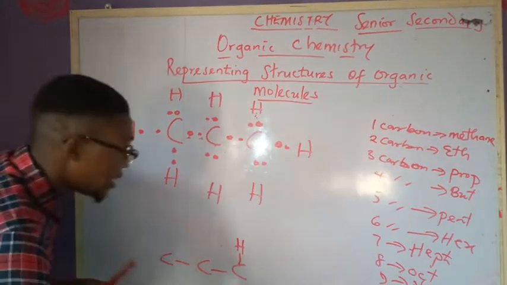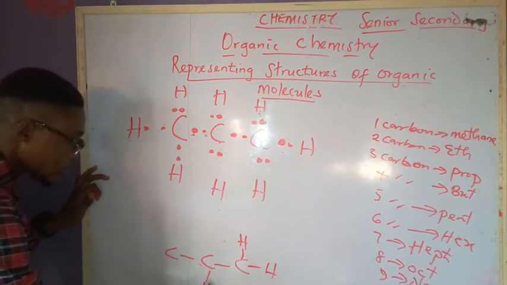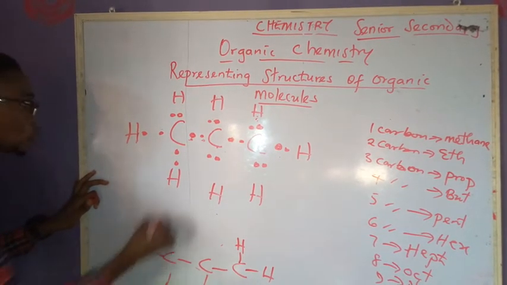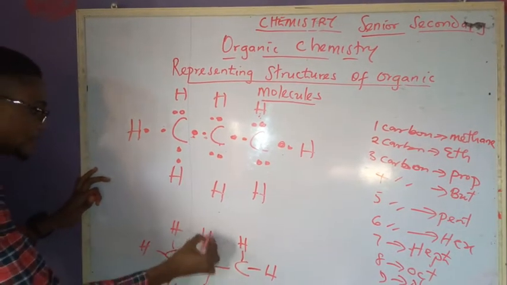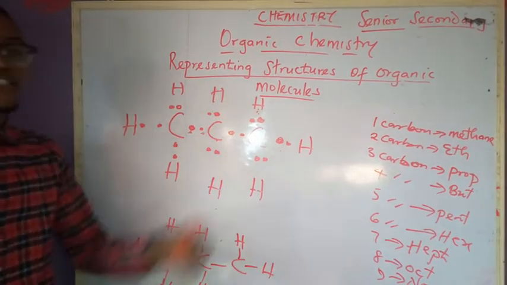So we have 1. We have 2 here, we have another 2, another 2, another 2. We have 2, and we have 2. Very simple. That is how to represent structures of organic molecules.